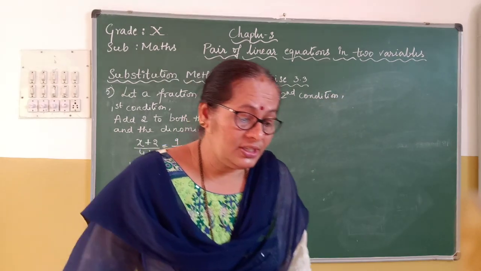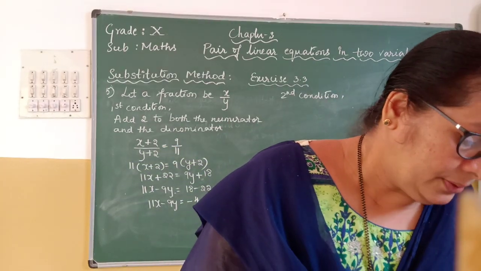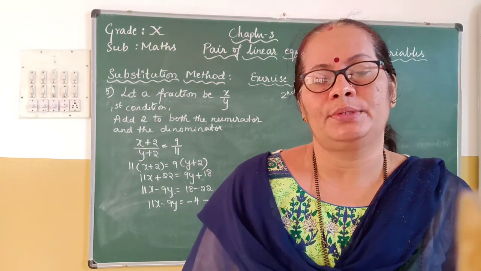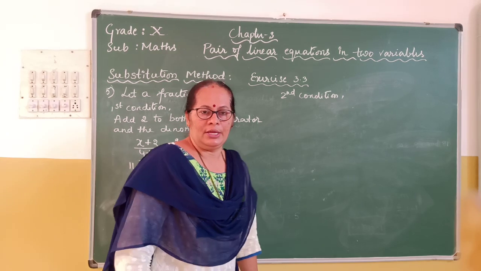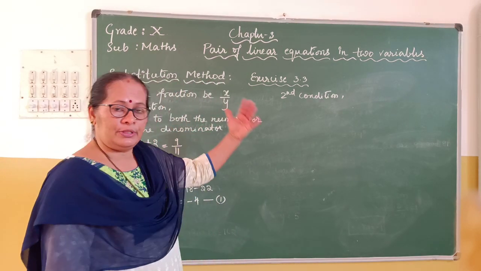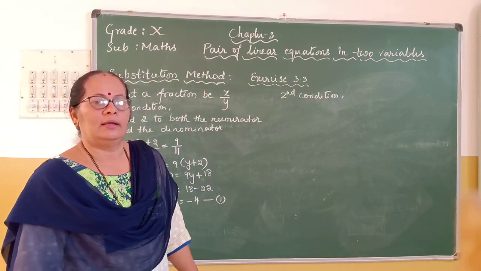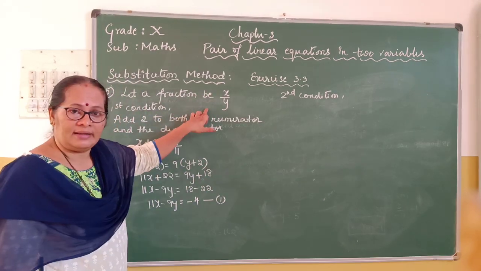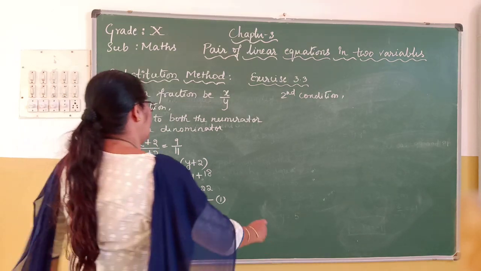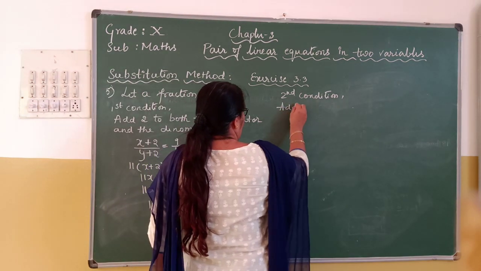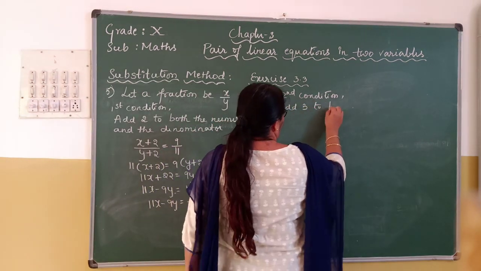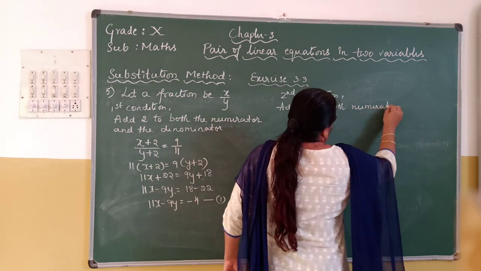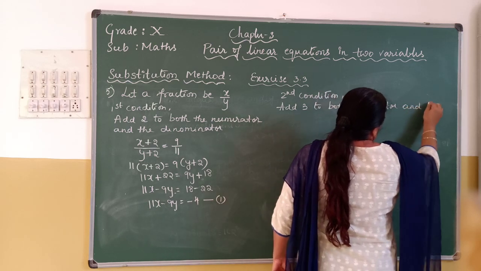What is the second condition here? Add 3 to both the numerator and denominator, then the fraction becomes 5 by 6. First we added 2 to both the numerator and denominator. Now we are going to add 3 to both the numerator as well as the denominator.